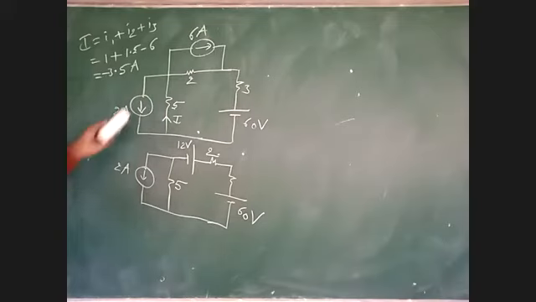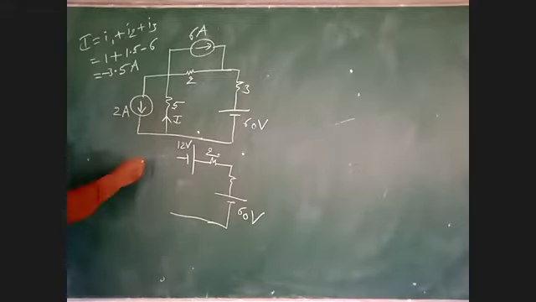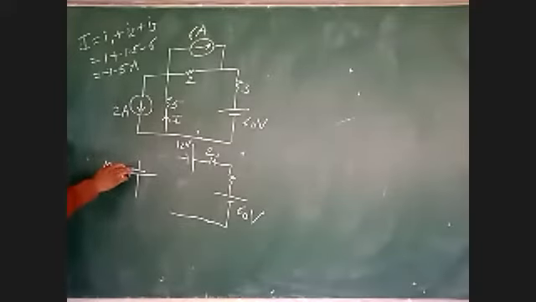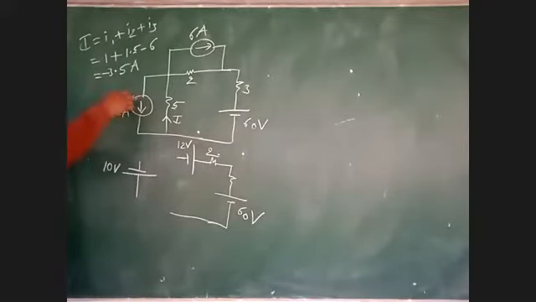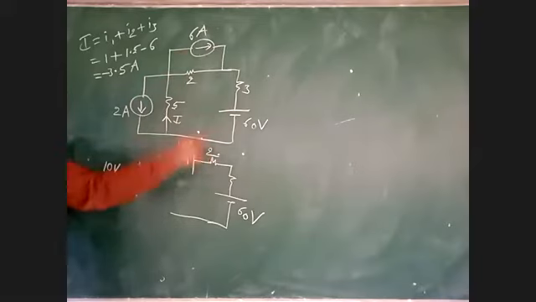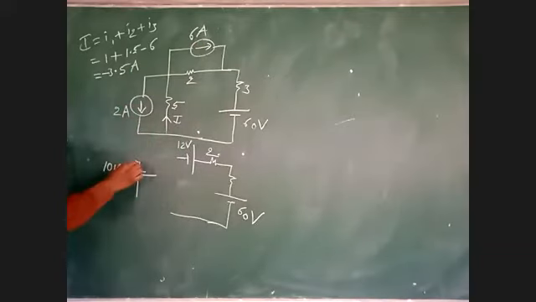Otherwise, you can convert this also into a voltage source. If you convert this into a voltage source, what will you get? 2 into 5, 10 volts. See, the negative terminal is upward and the positive terminal downward, because the arrow is in the downward direction. See how I am keeping the negative terminal in this direction; current will flow from negative to positive. That's why the resistance which is in parallel with the current source will come in series. Now here the resistance is 5, so the 5 ohm will come in series.